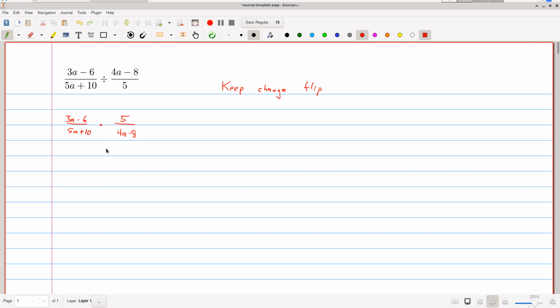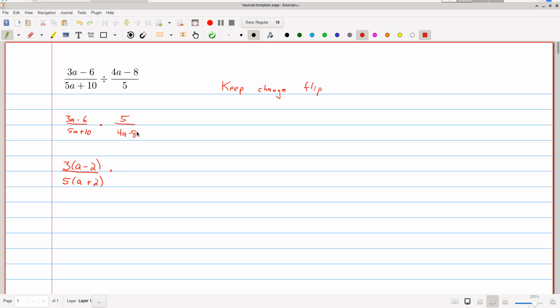Now that we have it rewritten as a multiplication, we're going to see if we can factor and reduce. So 3a minus 6, I see that these both have a 3 in common. So if we factor the 3 out, we're left with a minus 2 in the parentheses. On the denominator, I can see that 5a plus 10, these both have a 5 in common. If we factor that out, we're left with a plus 2.